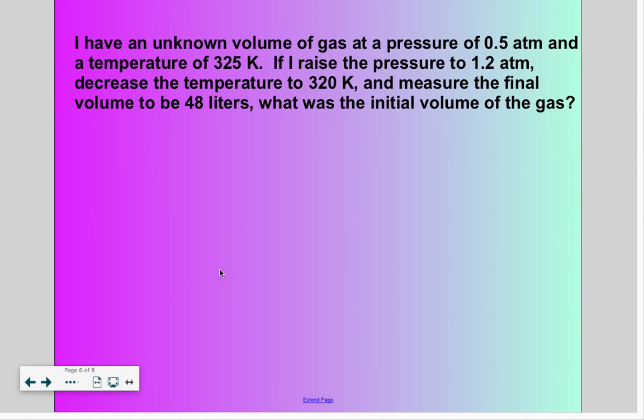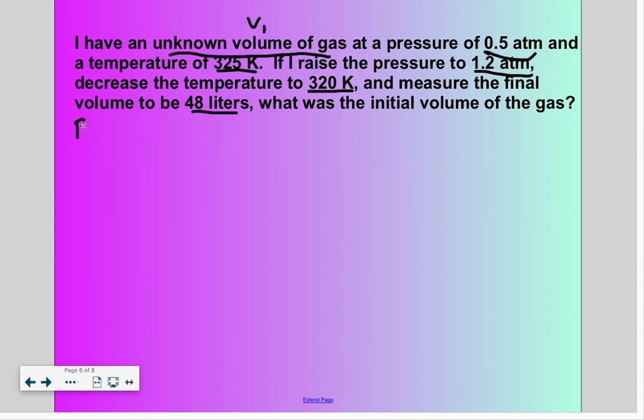All right, number 6. Have an unknown volume of gas. So originally, check this out. You have the unknown volume of gas, so that's your V1. At that pressure, so there's your P1, and a temperature, so there's your T1. If I raise the pressure, so now we're raising the pressure to 1.2 atmospheres, we are decreasing the temperature by 5 degrees, or not degrees, but 5 Kelvin, and our final volume is now 48 liters. We're looking for the initial volume. That's different. Normally we've been looking for the final, so this one's slightly different.